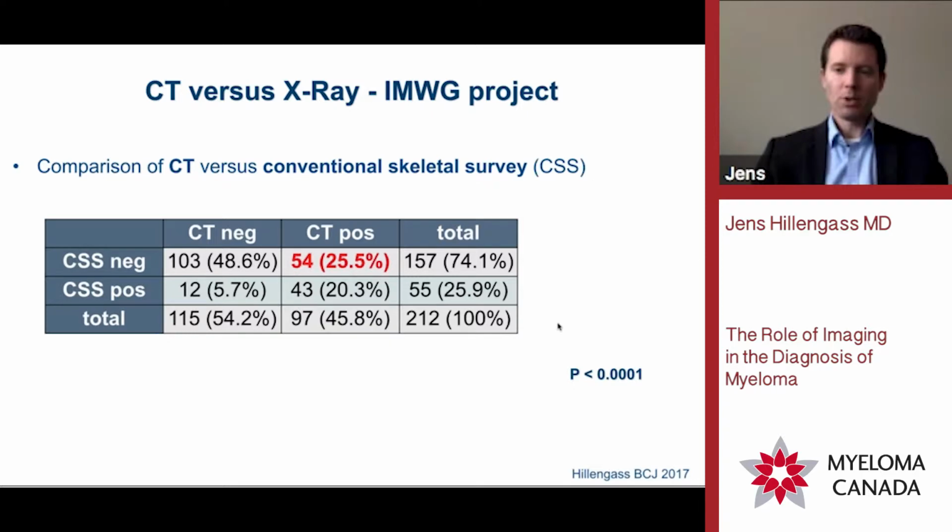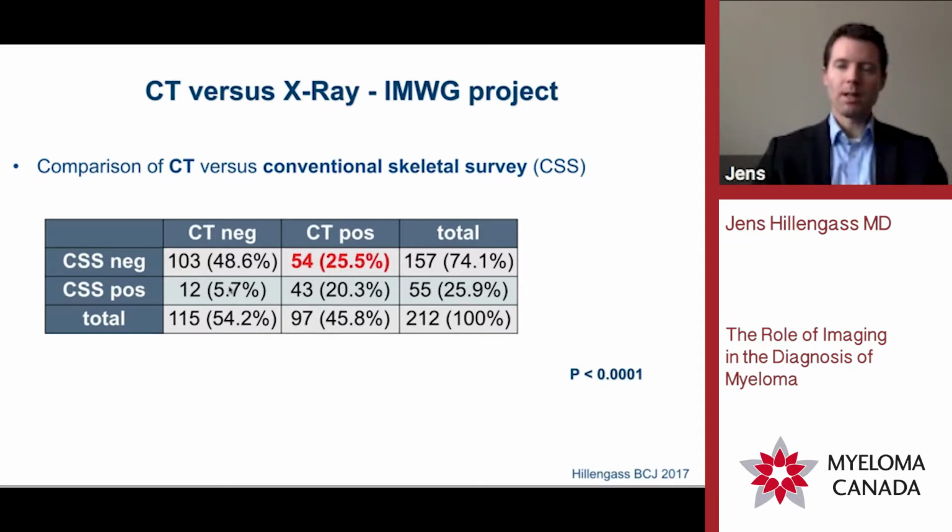We have done a project to convince our colleagues that CT is better than X-ray, and we compared patients who can be CT negative, CT positive, conventional skeletal survey negative and positive. You can see here 25% of patients which were negative in skeletal survey, conventional X-ray, were positive in CT. So 25% of patients would have been missed. There were also, surprisingly, some patients positive in a skeletal survey compared to CT.